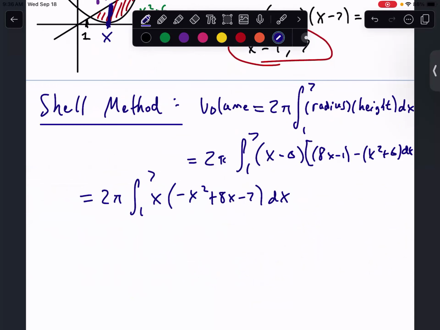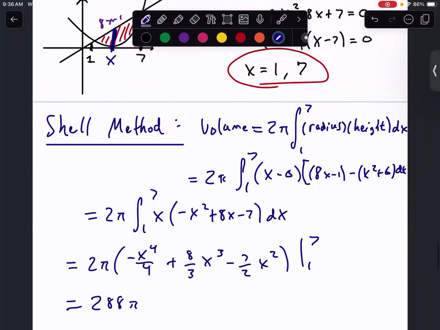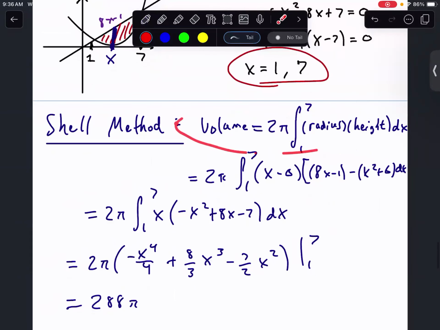If you integrate this, I'll write out what the integral ends up being, because I don't want to go through all the algebra. It ends up being 2 pi times minus x to the 4th over 4 plus 8 over 3 times x cubed minus 7 over 2 x squared, evaluated from 1 to 7. If you really want to know what the number ends up being, it's 288 pi. But on the exam, I'm just going to be interested in making sure you know how to set up this integral in the first place.